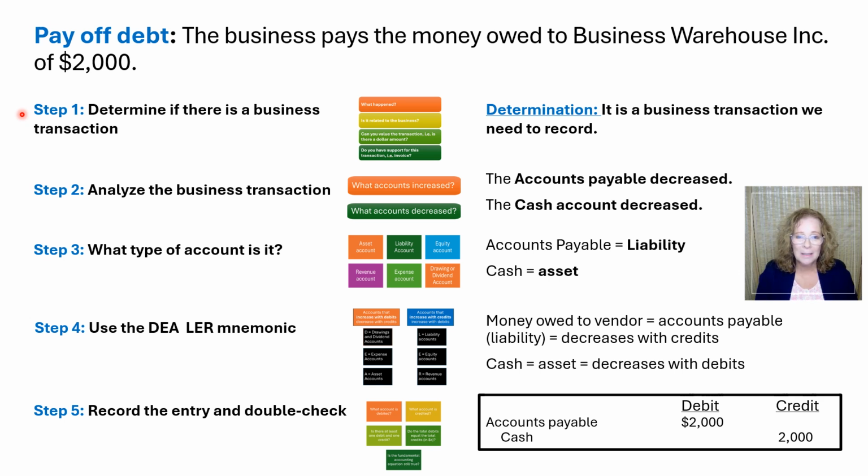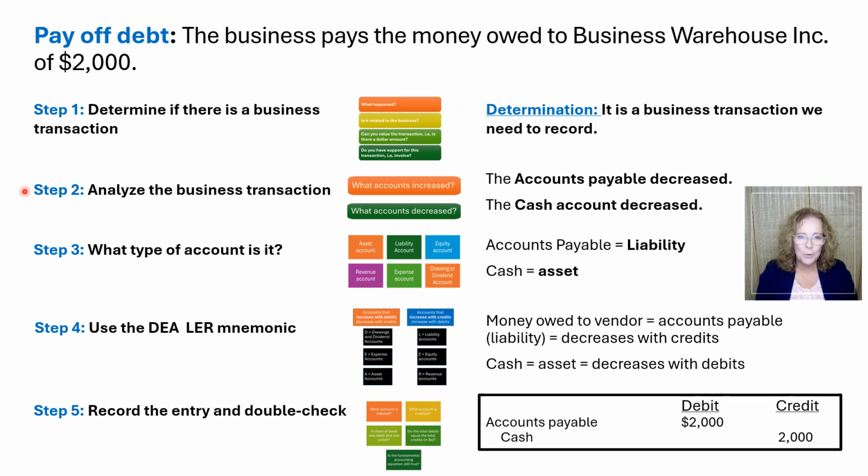What happened? The business pays a debt owed in cash. Is it related to the business? Yes. Can you value the transaction? Is there a dollar amount? Yes. The dollar value is $2,000. Do you have support for the transaction? Yes. The business has a receipt from Business Warehouse Inc. for $2,000 and the check stub or wire transfer to Business Warehouse Inc. Based on this information, we can tell that this is the business transaction we need to record.